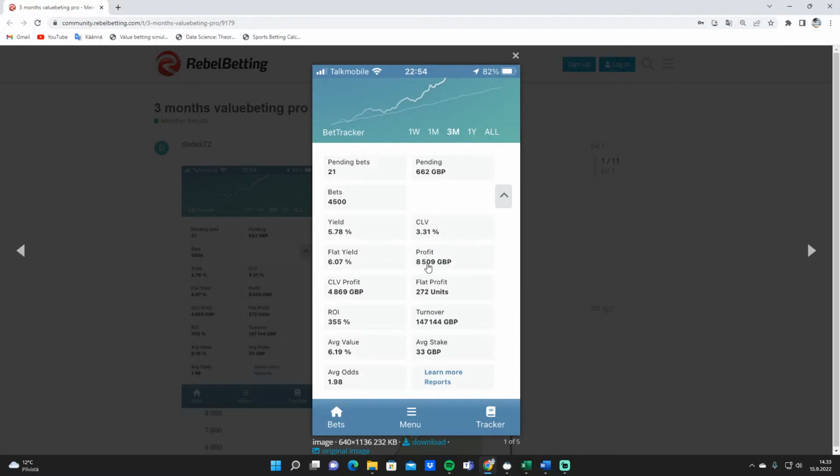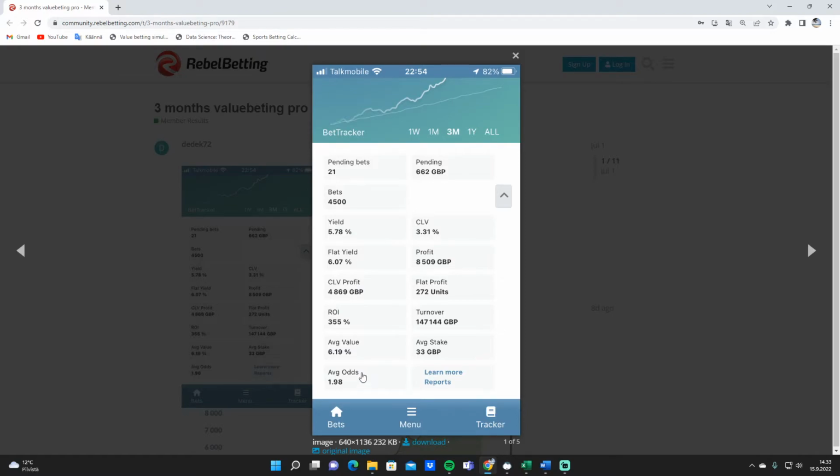Now his profit is 8.5k. This is British pounds. Really nice statistics here. Average value over 6% at time of bet placement, and the closing line value is still 3.3%, which is really good. And his stake is 33 pounds, and odds a little bit less than 2, European style odds.